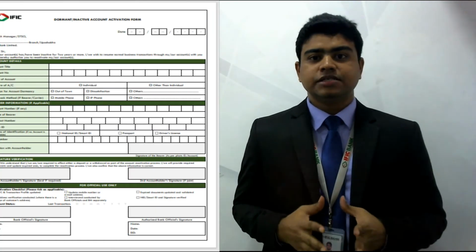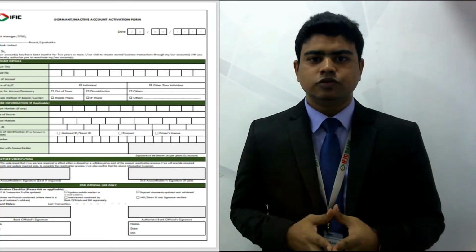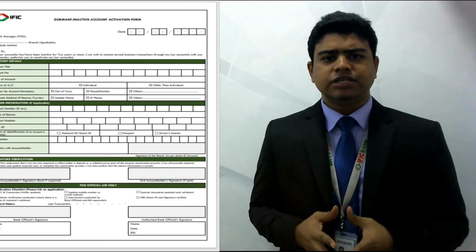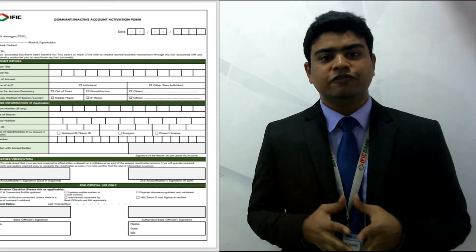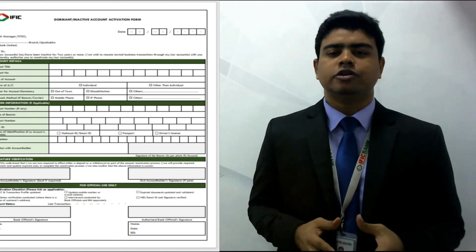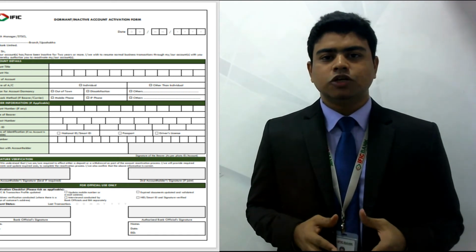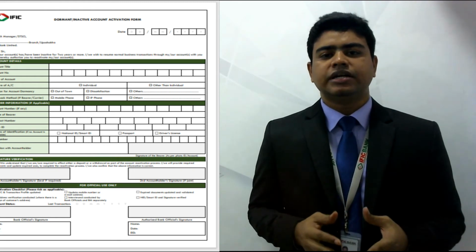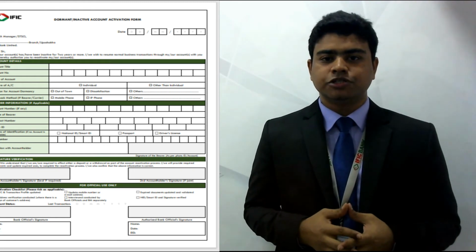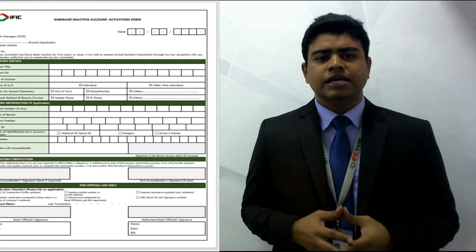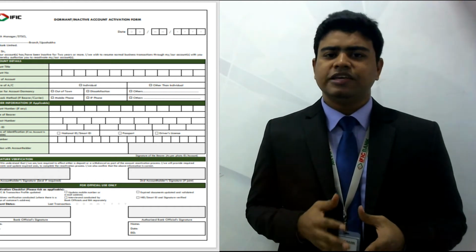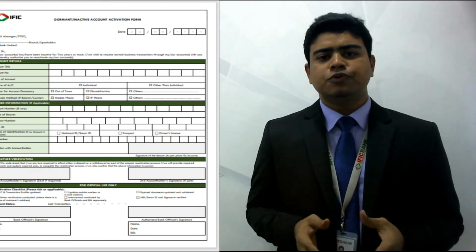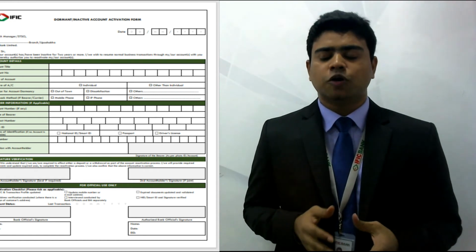Now the topic is dormant or inactive account activation form. A dormant account is an account that has had no financial activities for a long period of time, except for the posting of interest. To activate the dormant account, the account holder has to carefully fill up the information, like the account details and the bearer information if applicable. Then the customer puts down a signature at the last of this form.